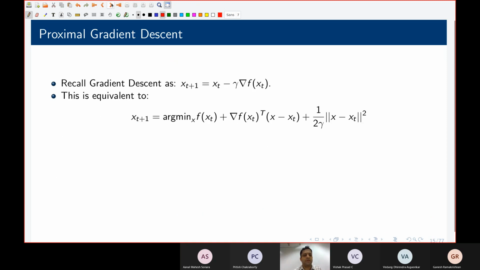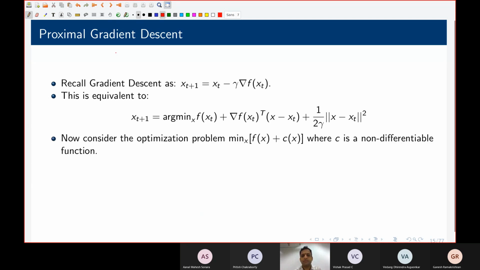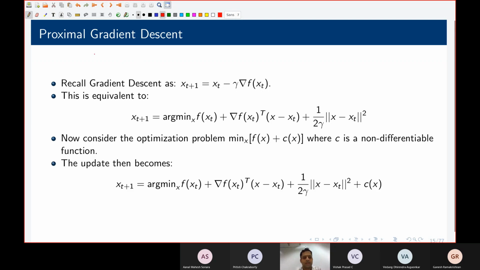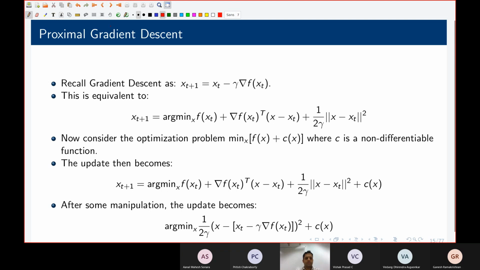Okay, so just a recap. This is the overall step. Now the optimization problem is min over x of f(x) plus C(x), where C(x) is non-differentiable. The update then basically becomes of this sort, x_{t+1}, and after some manipulation, this is where we are. What is confusing? For the first time, starting last class, we took this f(x) plus C(x). So far, we never had this C(x) component separately. We never had this earlier.